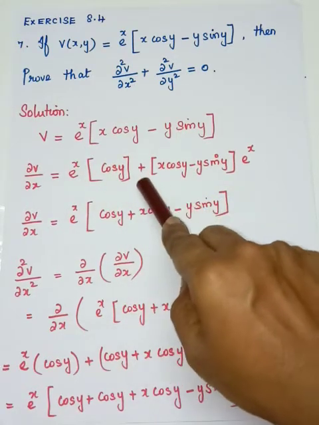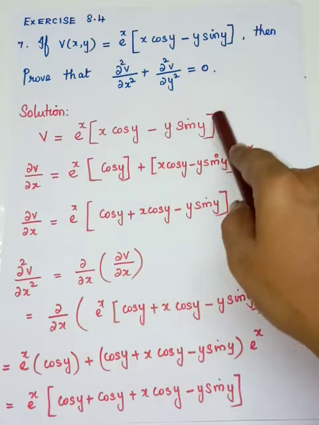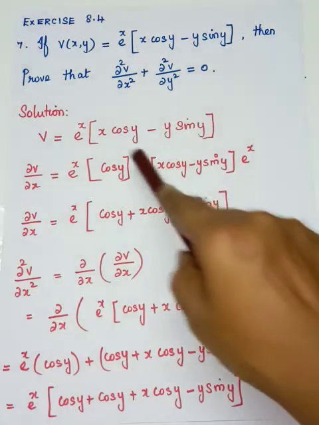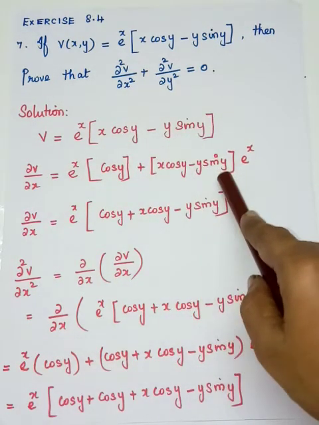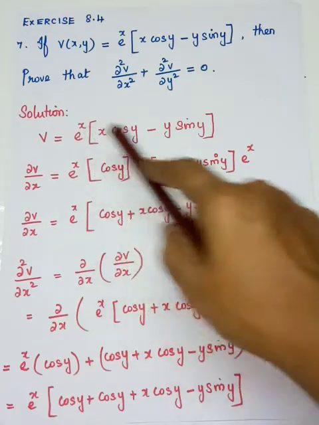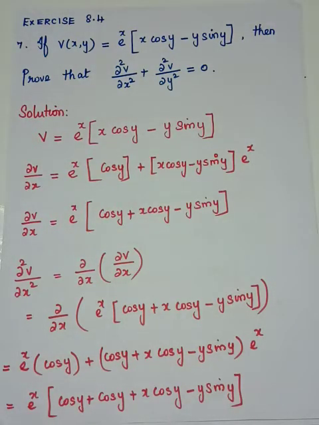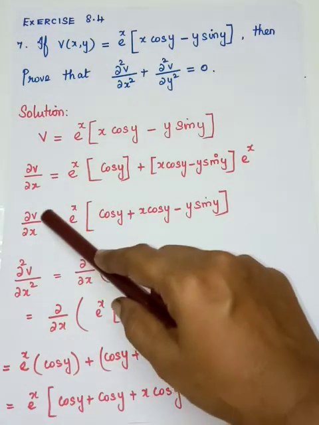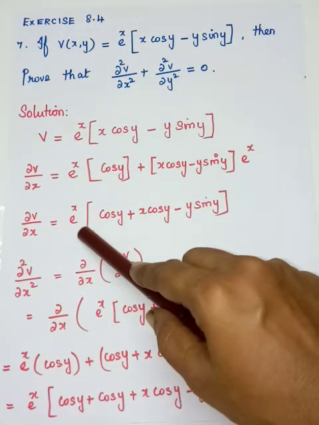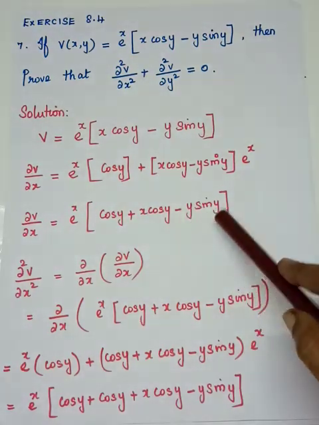Okay, next what you have to do? According to the product rule, in between you have to write plus, and the second function has to be written as it is. So I have written x cos y minus y sin y as it is. And what you have to do? You are going to differentiate e power x. The differentiation of e power x is e power x with respect to x. Okay, so when you arrange, ∂v/∂x is equal to, from these two terms e power x is common. So if you take it out, it is e power x into (cos y plus x cos y minus y sin y).